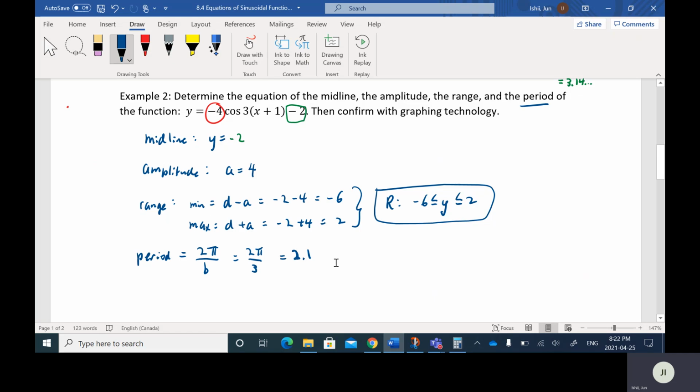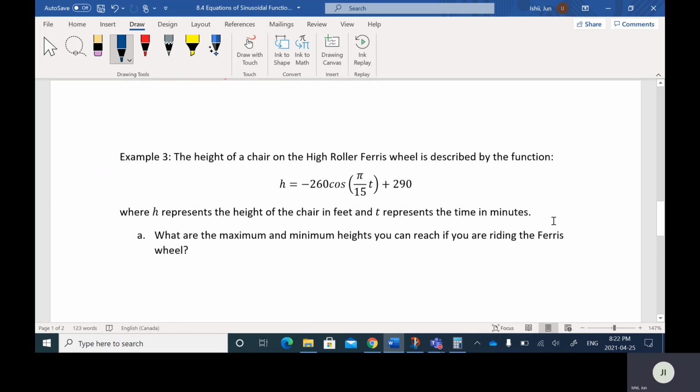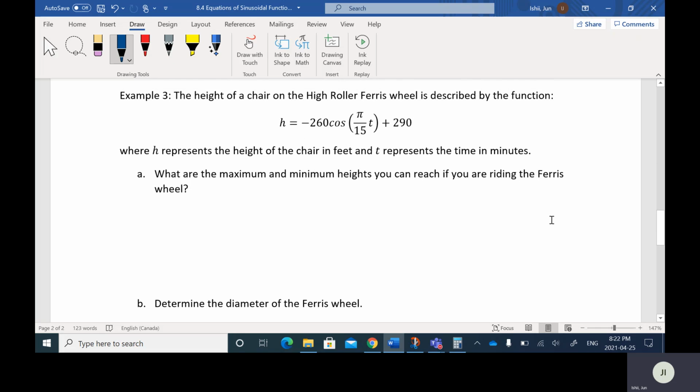Again, this is just using the equation. You should now be able to pick out these different characteristics. All right, cool. I think I've got one more example. This is kind of like an application question, but we're just going to use what we just learned to answer these questions without actually having to graph it.